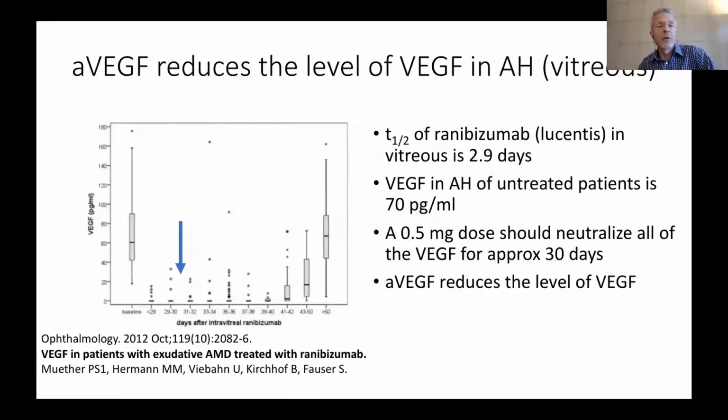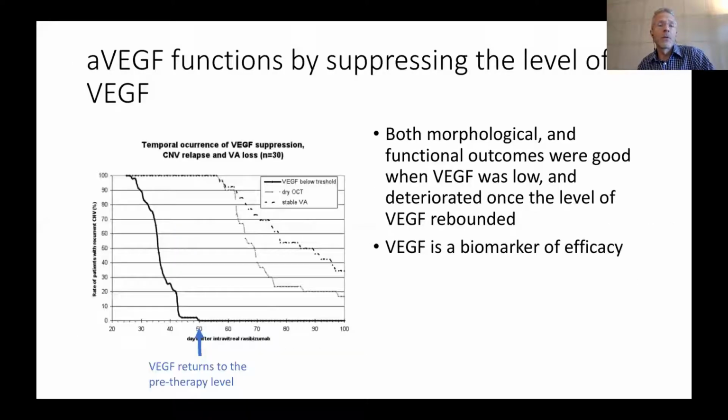Now, this is what the drug does to the level of VEGF. Let's take a look at what happens to the patient's symptoms. So this dark black line on this graph indicates the percentage of patients who have VEGF suppressed. After they were treated, all of the patients had VEGF suppressed in their eye, and then over time, all of the patients returned back to the pre-therapy levels of VEGF.